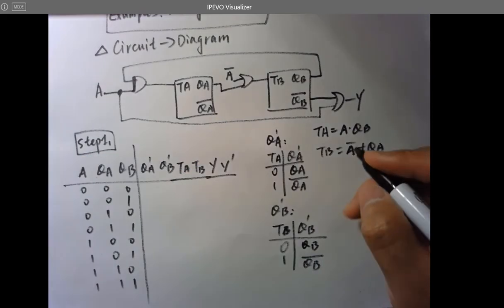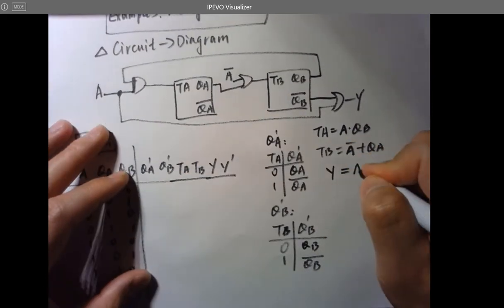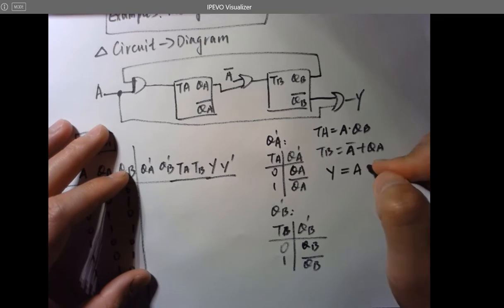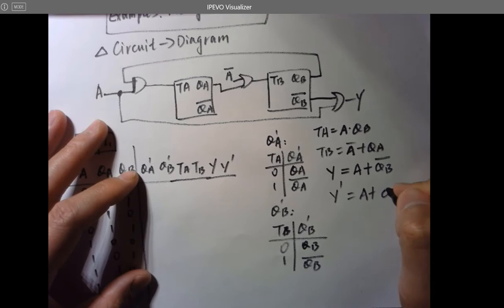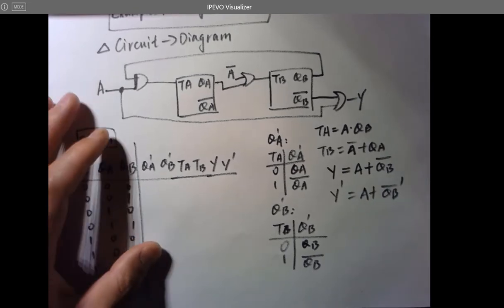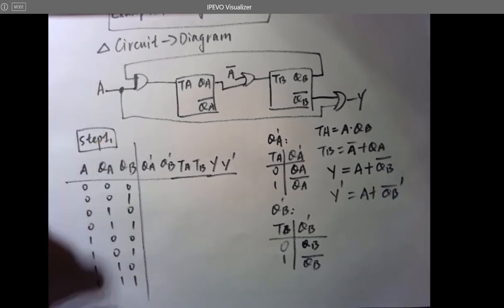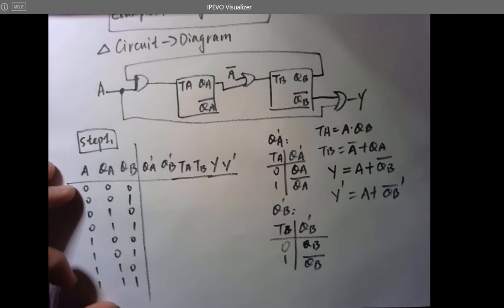What about the very last one, which is Y and Y prime. So Y is A or QB naught. Y prime is A or QB naught next state. Okay. Let's start filling in the truth table over here.